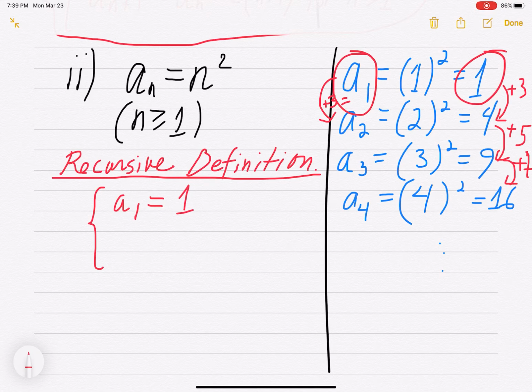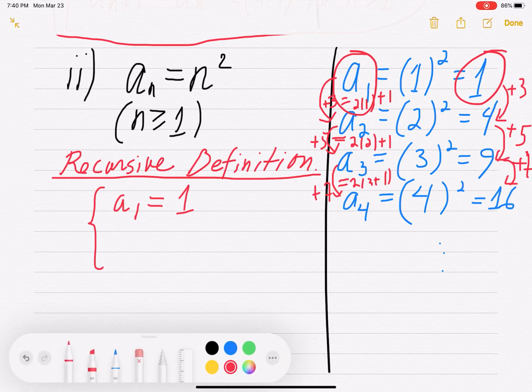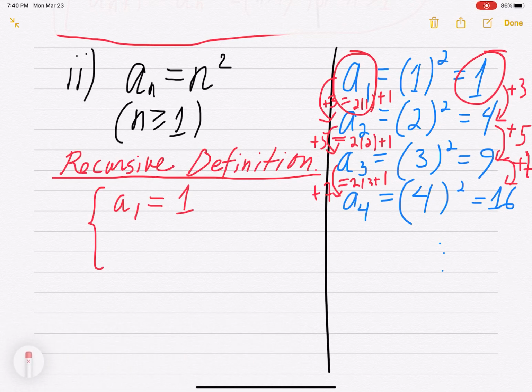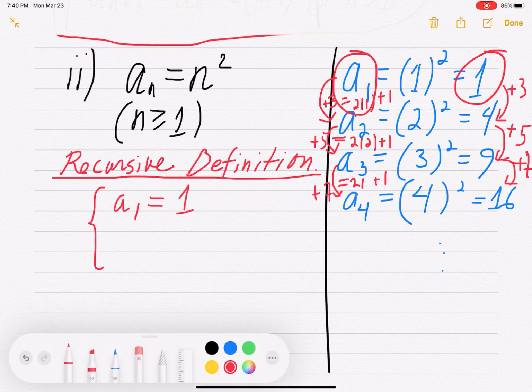Remember, odds are of the form 2 times something plus something. So we have 2 times 1 plus 1. Then to get from A2 to A3, we had to add 5. What's 5 equal to? It's 2 times 2 plus 1. Then the next odd we had to add was 7, to get from A3 to A4, that's 9 to 16. 7 is 2 times 3 plus 1.